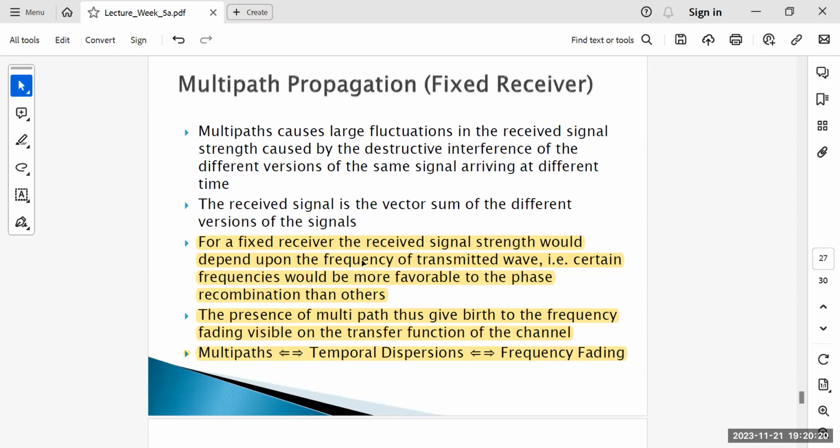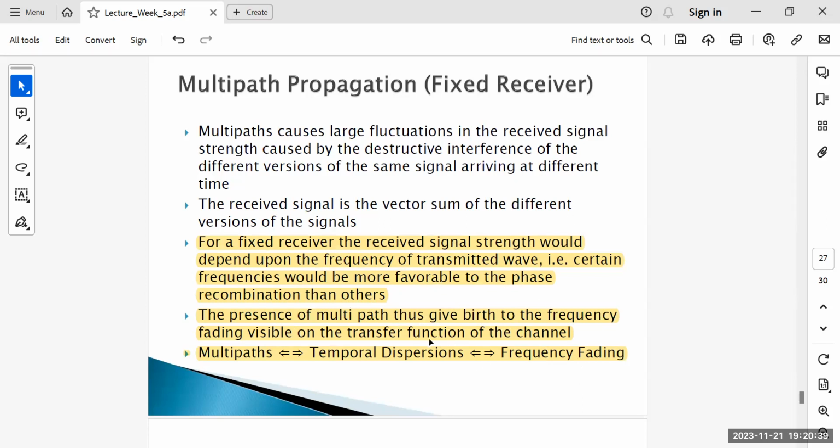What does it mean? That for a fixed receiver, the received signal would depend upon the frequency of the transmitted signal. So there are certain frequencies that are more favorable to the phase recombination, but there are certain frequencies at which the corresponding quality would degrade, right?